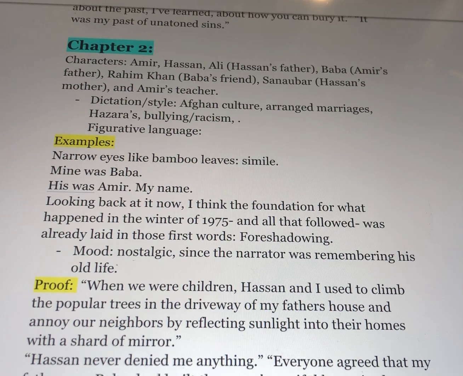"I was Amir. His was Amir, my name. Looking back at it now, I think the foundation for what happened in the winter of 1975 and all that followed was already laid in those first words." So this was foreshadowing, because they're basically talking about something that was said in the past that will happen in the future. So that's called foreshadowing. And then the mood is nostalgic, since the narrator was remembering his old life and he kept recalling memories.